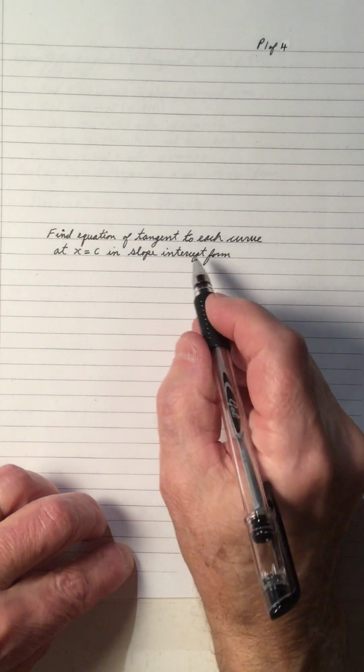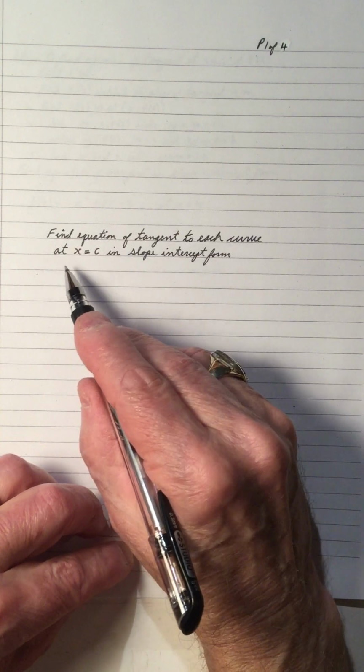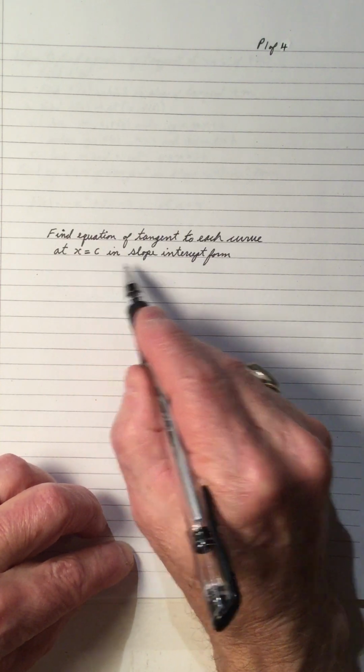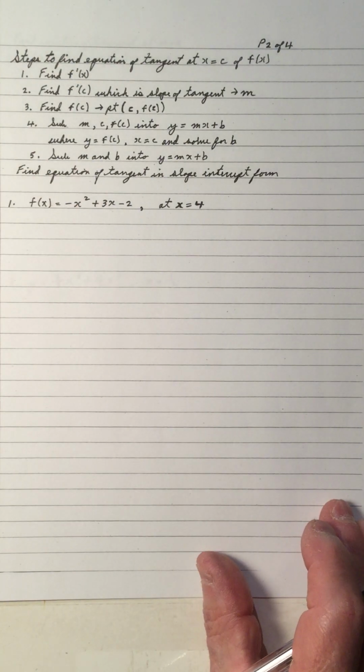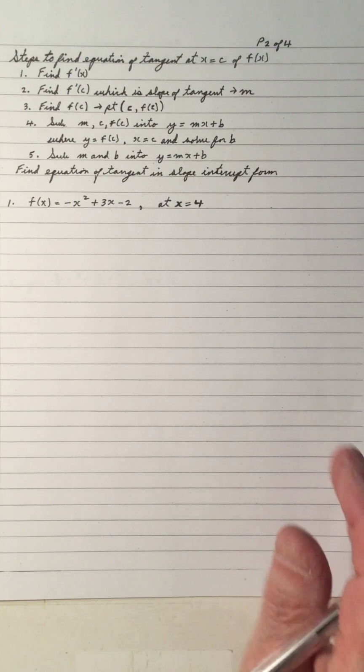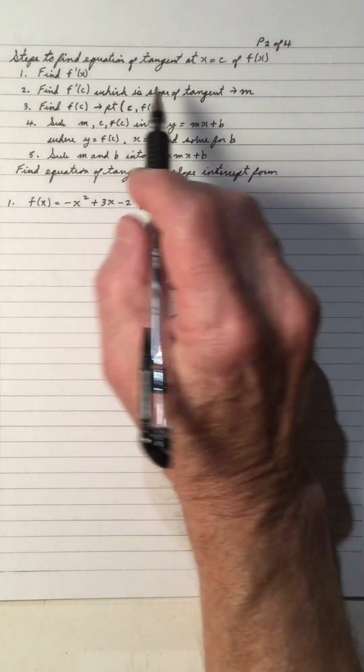Hi, welcome to my video on finding the equation of a tangent to each curve at x equals c in slope-intercept form. That's slope y-intercept form. So let's go through the steps that I'm going to do to work out the equation of the tangent.